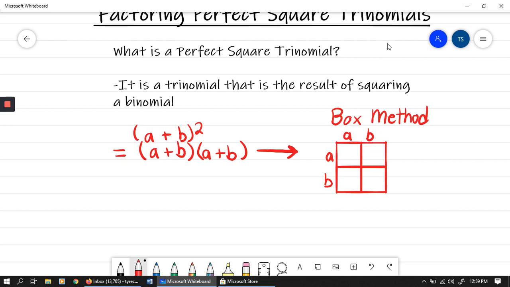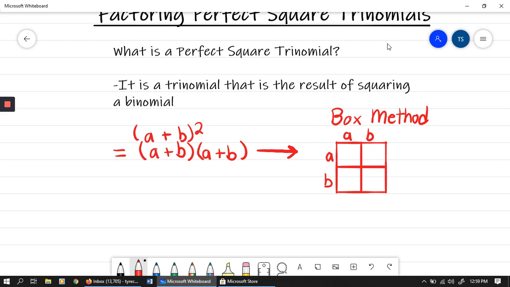Remember that when you're squaring a binomial, you write it out twice, because squaring something, or raising something to the second power, means that it is multiplied by itself 2 times. So here we have a plus b times itself, so times a plus b. Over here to the right, we're showing what that looks like using the box method.